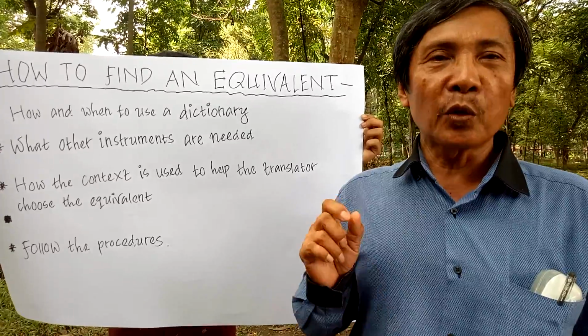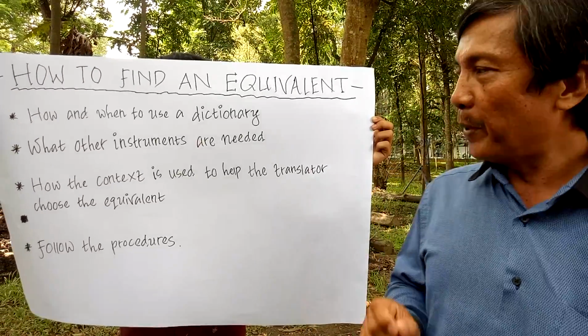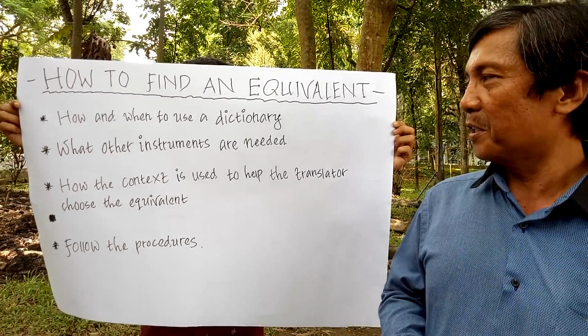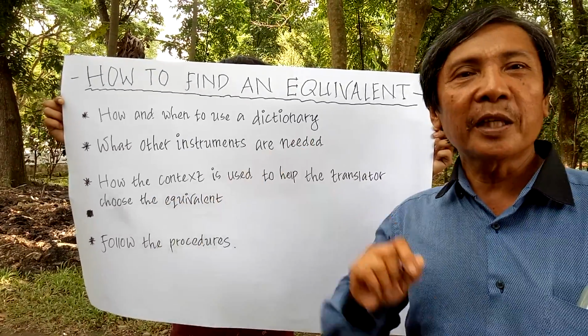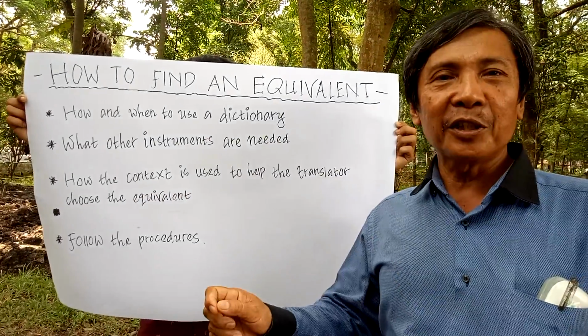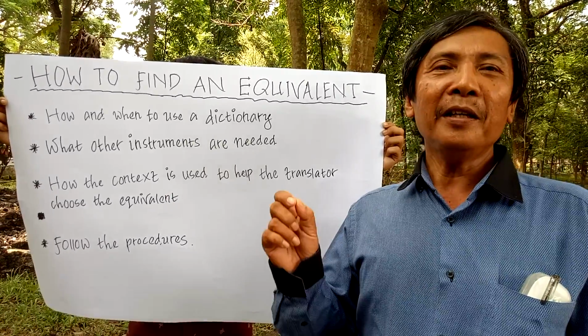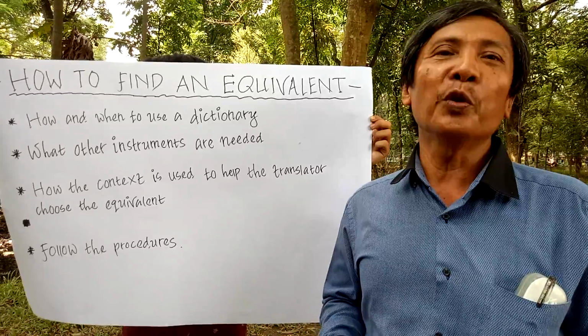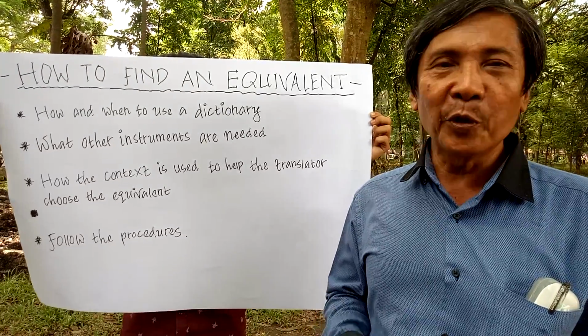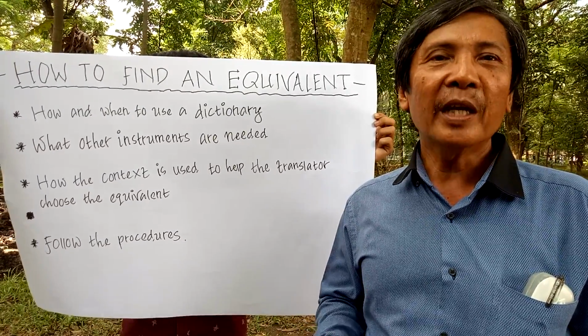Now, which equivalent is appropriate depends on the context. The context is very important. For example, what's the text about, how it is related to other words. Then, from this, you can choose the appropriate equivalent. Of course, doing that takes some analysis.